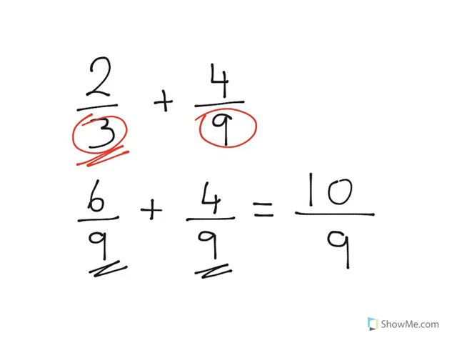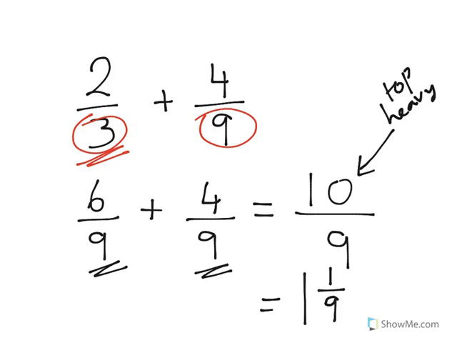Can I leave it like that? No, I can't, because this is what we call a top-heavy fraction, bigger on the top than it is on the bottom. Are we allowed to leave it like that? No. We have to say, how many times does 9 go into 10? 1 time. How many left over? 1. So this is equivalent to the fraction 1 and 1/9, and this is how we should answer, unless we need to manipulate this fraction some more, we might want to keep it like that. Okay? So that is expanding fractions.